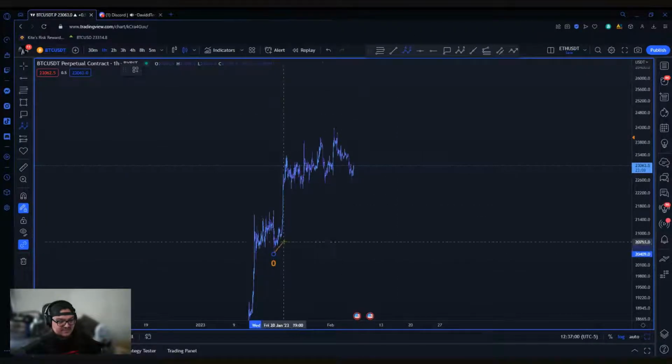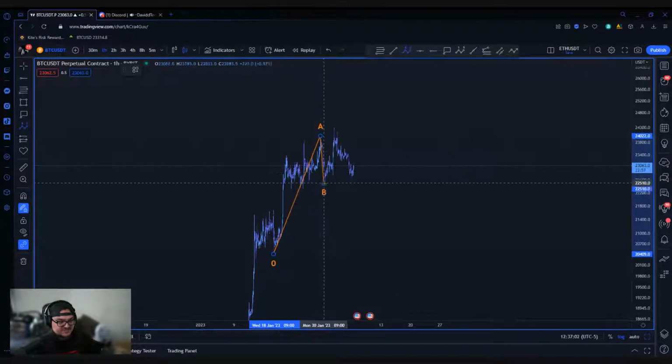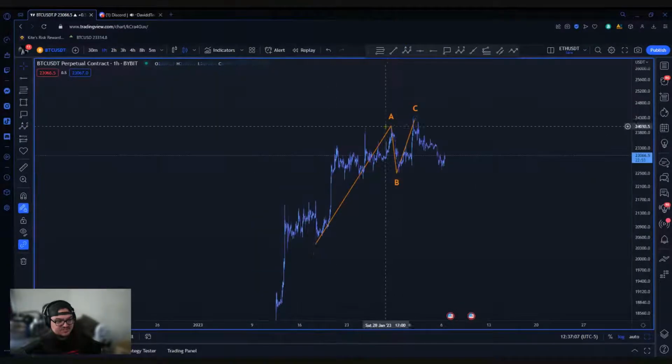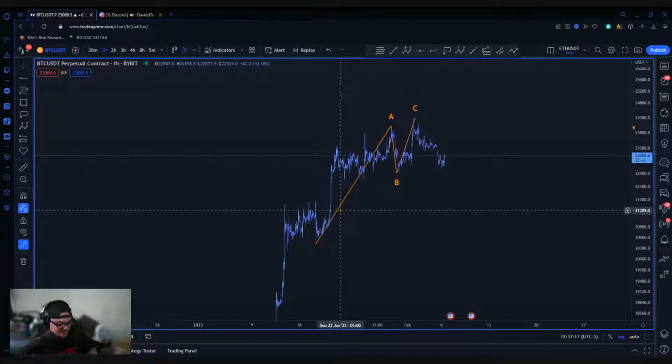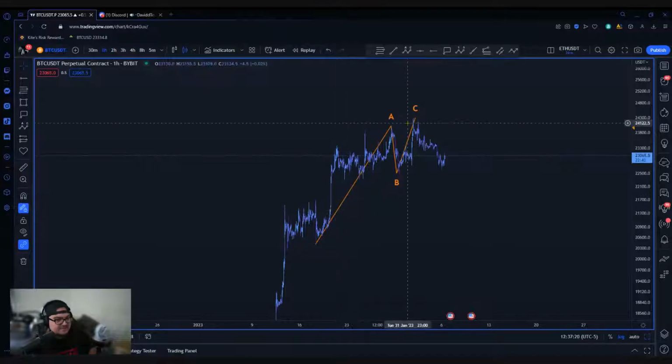You could make the argument, which at the moment I am currently holding a short position off of this ABC, just because I would say the separation in trend is more pronounced here than it is throughout the entirety of how this section of price action has been developing. So for me personally, I'm viewing this as an A to a B to a C.